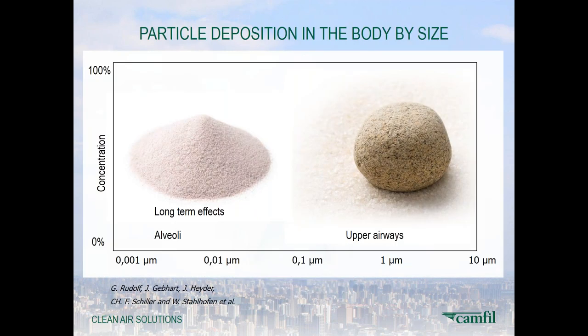This diagram shows the particle deposition in the body by particle size, which I think is very important to show. If 1 kilo of sand and 1 kilo of stone have the same weight, but the sand has a 1,000 times larger surface than the stone, the smallest particles have a higher risk to start harmful processes inside the body. Human lungs and the airway system have their own deposition curve, as you can see in the blue graph. The largest particles deposit in the upper airway, the medium particle sizes have the lowest deposition factor, and the smallest ultrafine and nanoparticles deposit in the alveoli or even end up in the cardiovascular system.